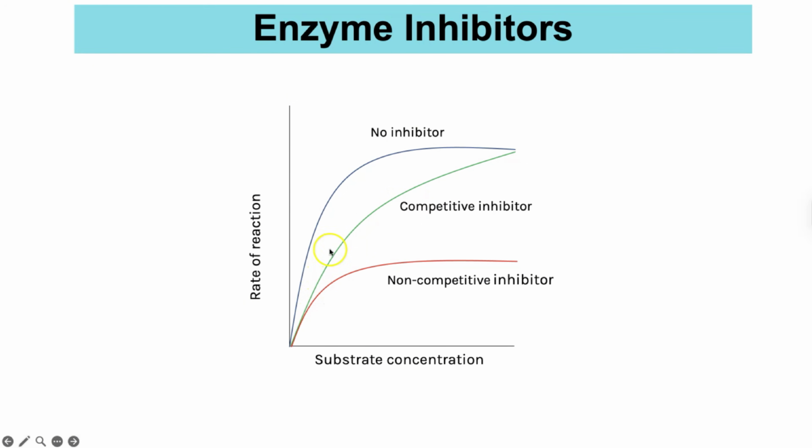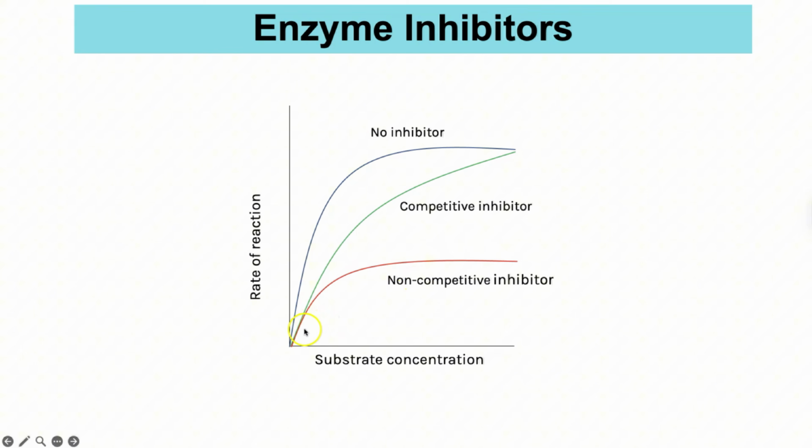Now, the competitive inhibitor, when you get to the high substrate concentrations, it does actually have the same maximum rate of reaction when you have a high enough substrate concentration. And that's because the high concentration of substrate will knock the competitive inhibitors out of the active site. Enzymes can then all start working again, and therefore you get the same maximum rate of reaction.